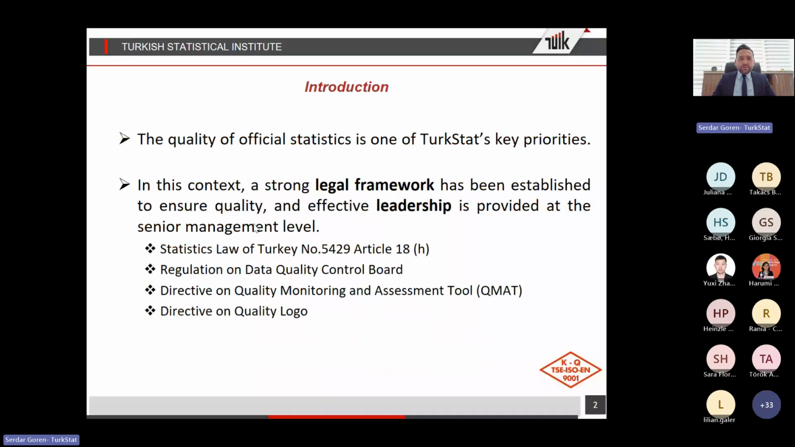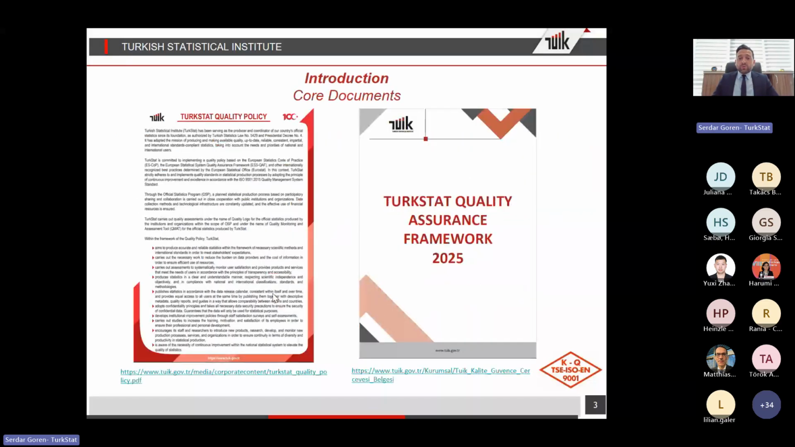Today, I will try to mention our quality monitoring and assessment tool, which is based on GSBPM quality indicators. In a small introduction, quality of official statistics is very important for our institution. In this context, we have a strong legal framework, and effective leadership is provided by the senior management level. We have the statistics law of Turkey and some regulations and directives on quality of official statistics. You can also find many quality principles and standards in the legal framework. Those are our core documents for quality. We have a quality policy and a quality assurance framework. The quality assurance framework is brand new. You can reach them on our website in English.